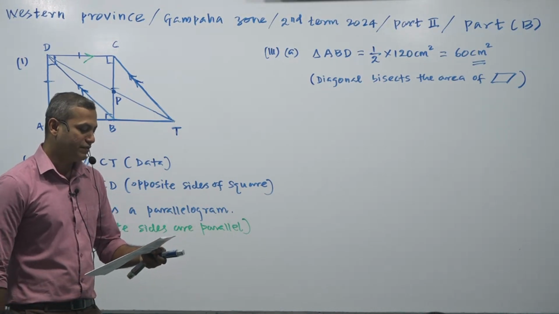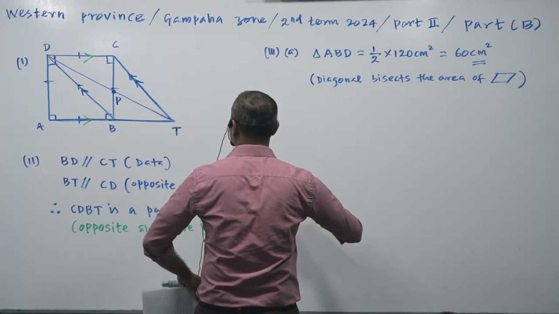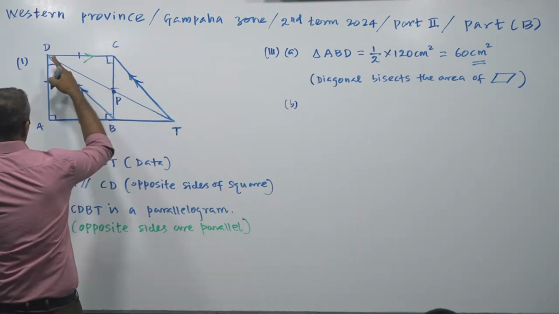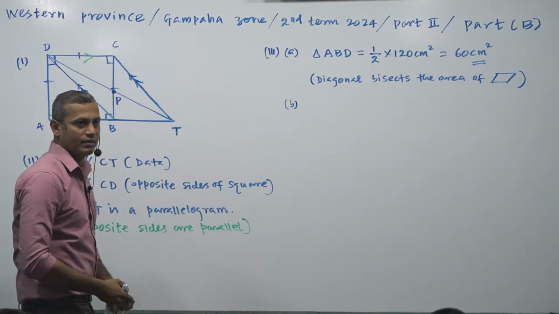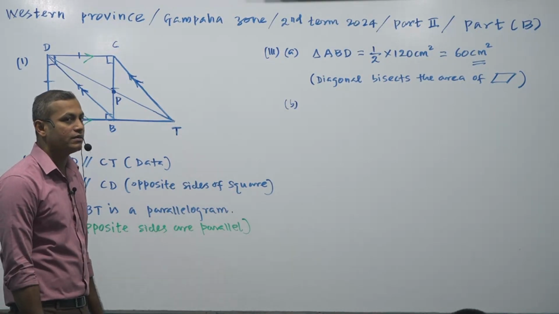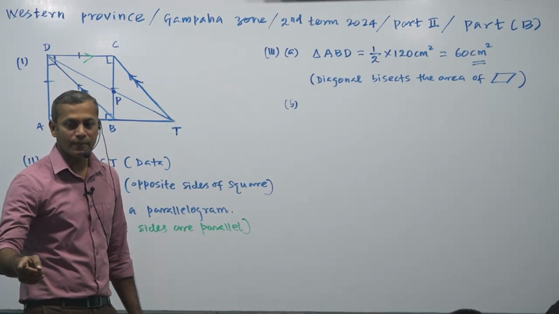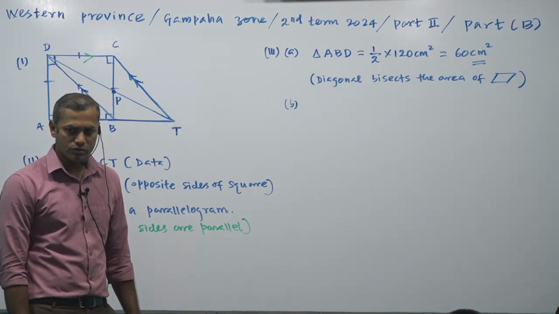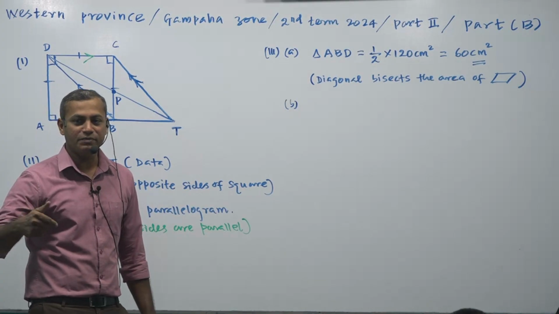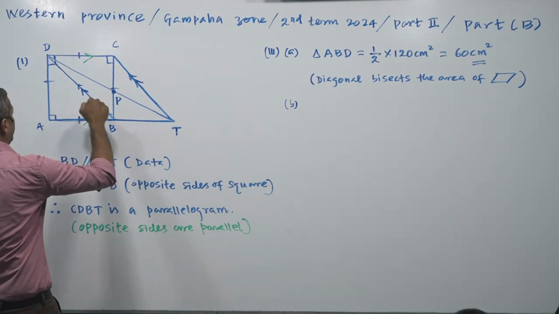B part. You need to find the area of CDBT. Where you have CDBT? It is the parallelogram. Yes or no? CDBT is the parallelogram. What is the area of CDBT? How much? 120 into 2? No, it's 120. Why? Same base and within the same pair of parallel lines. You see, the area of the square is equal to the area of the parallelogram.